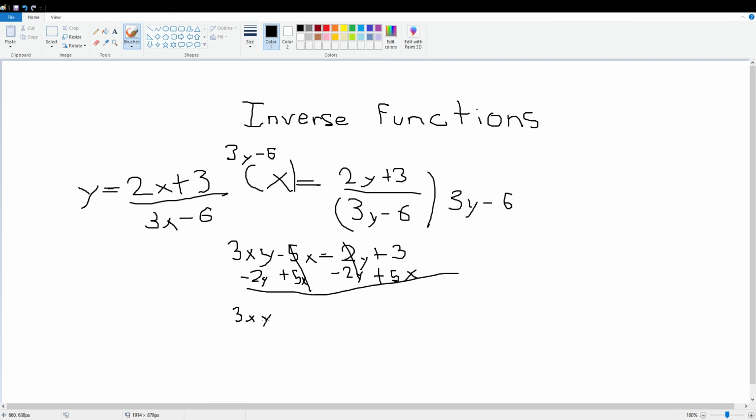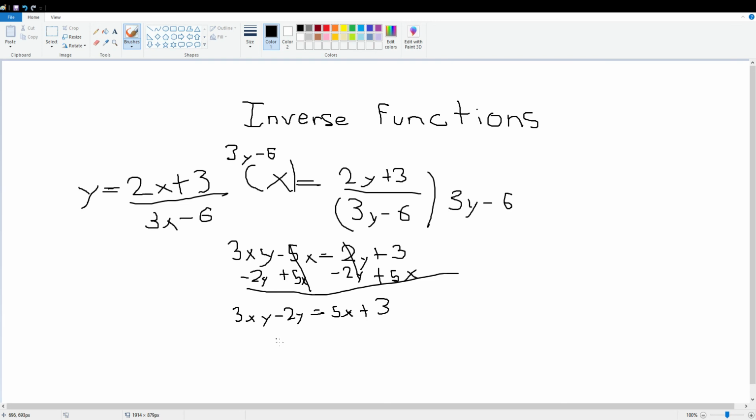3xy minus 2y is equal to 6x plus 3. And the reason why we added the 6x and we still have an x here is because we also have a y term here. We have a y term that's multiplied by this. And that makes it so we could factor out the y.